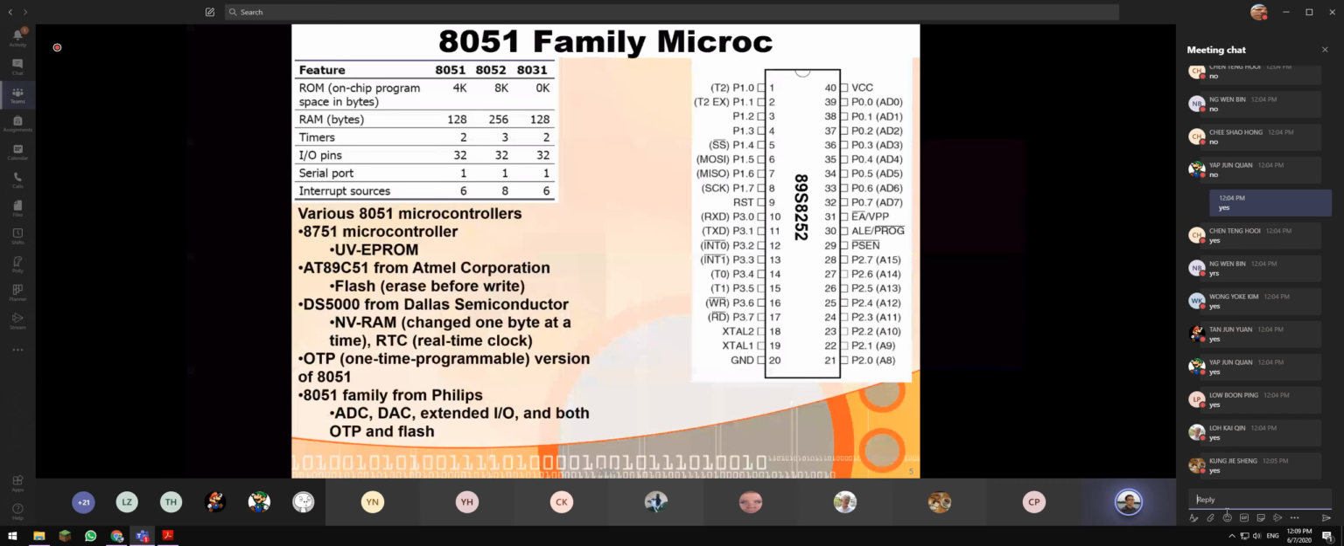For information, Kampar is learning the 8051 family microcontroller under the subject Embedded System Design. You can contact your friends in Kampar who are EE students.